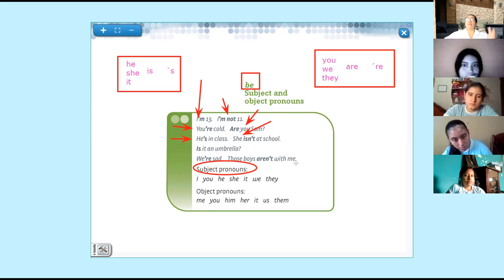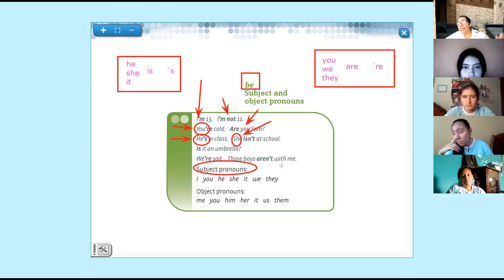Why do they take the name? Because it specifically refers to the person that makes the action, in this case, the student. I, you, he, she, it, we, they. They are always at the beginning of the sentence, or at the beginning of the question.